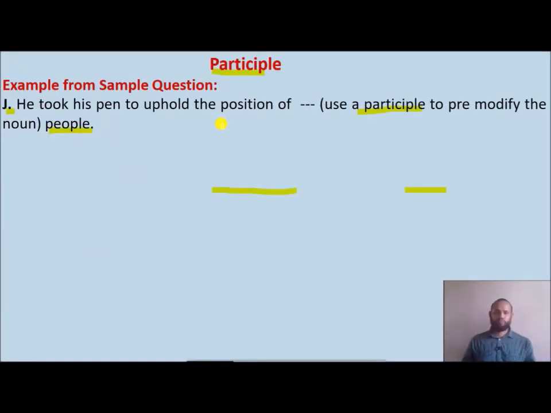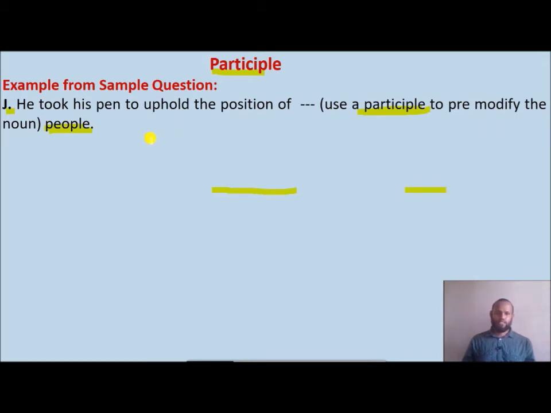Okay, dear learners, now we will talk about another type of adjective, and the name is participle. In the modifier section, sometimes you have to face this type of question: use a participle. Let's see an example. He took his pen to uphold the position of people. Here inside the bracket the direction is given for you: use a participle to pre-modify the noun. Okay, so you have to modify this noun people with a participle.